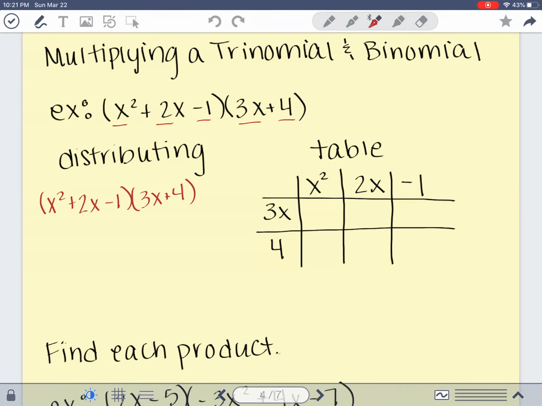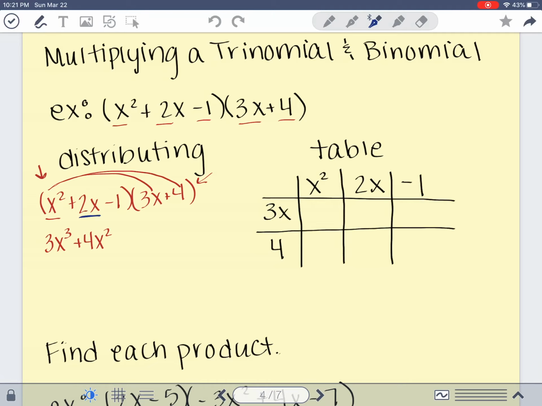When it comes to distributing, for those of you that preferred the FOIL method, what you are doing is making sure that every single term in the first set of parentheses is multiplied by every term in the second set of parentheses. So this first term of x squared, I've got x squared times 3x. So that gives me 3x cubed. Remember, your x squared times x gives you x cubed. Now, I also need to make sure that I multiply that by the second term in the second set of parentheses. So x squared times 4 will give me a positive 4x squared.